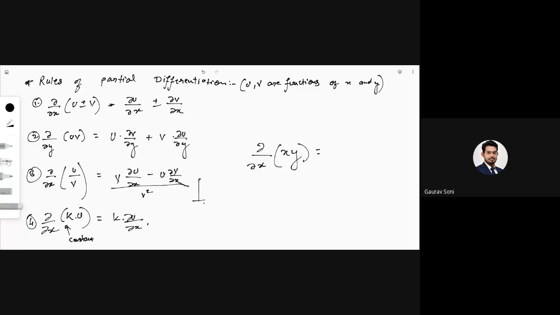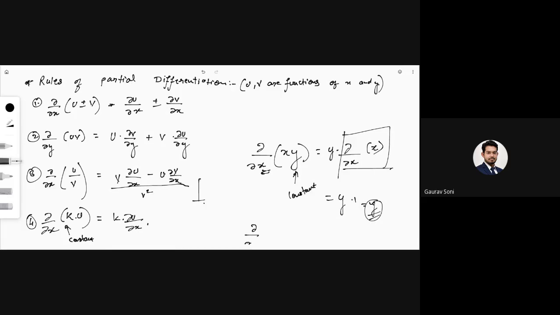So I am differentiating with respect to x. So y you will be treating as constant. Since y is constant, it will come outside the partial derivative with respect to x of x. So this term is nothing but 1. So y into 1, the answer is y.